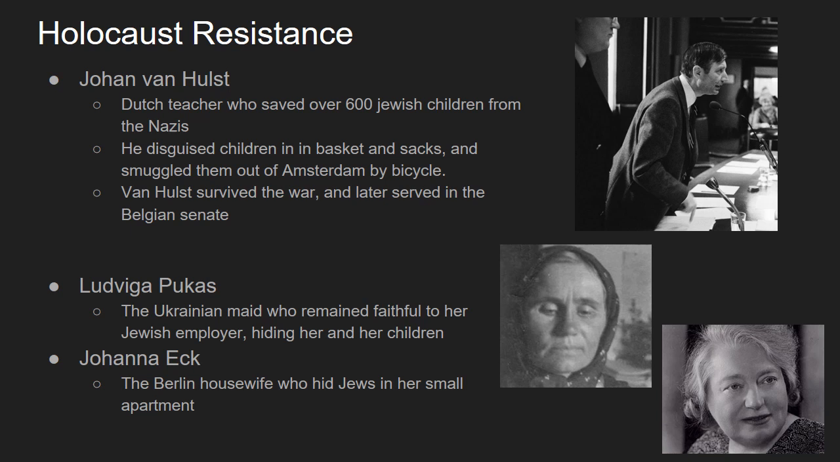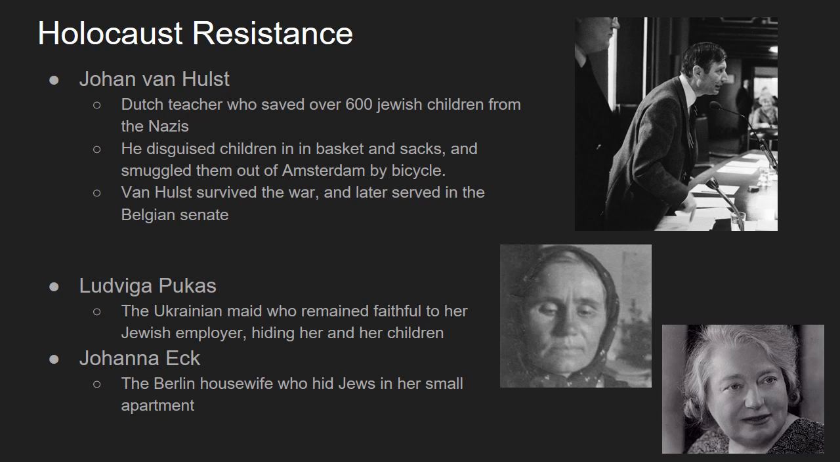There's also Johann van Hulst, who was a Dutch teacher who saved over 600 Jewish children from the Nazis. He disguised children in baskets and sacks and smuggled them out of Amsterdam by bicycle. Van Hulst also survived the war and later served on the Belgian Senate.